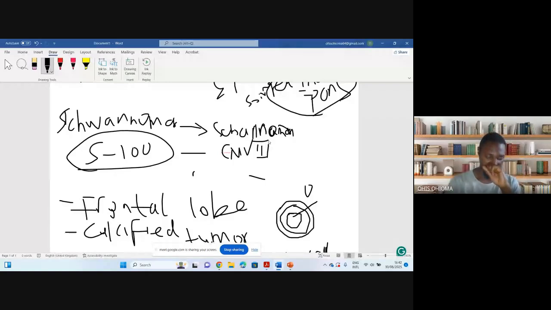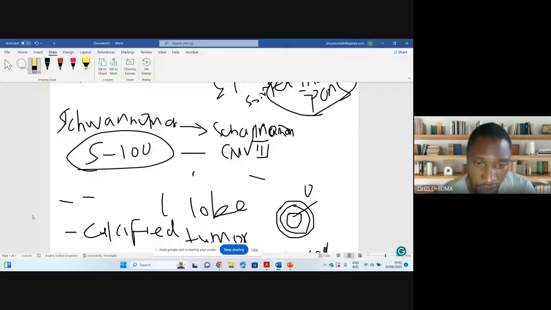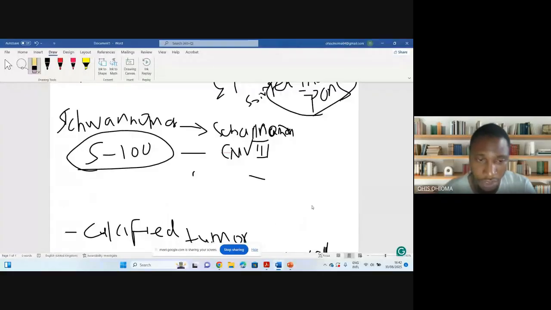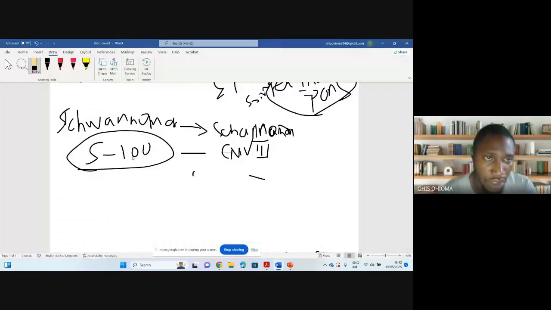I showed you how to recognize it on the MRI and the CT scan. The next thing I want to show you is how you recognize it in a histological specimen. Basically, there are two parts of the histology that will tell you it's a schwannoma. The first layer can be hypercellular. That's the first thing you need to know. And the second side can be hypocellular.